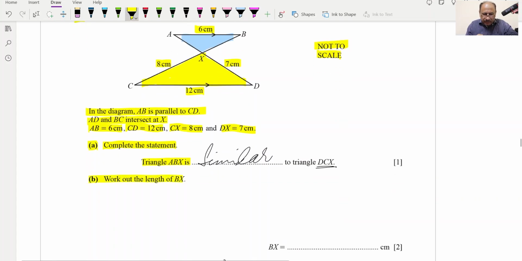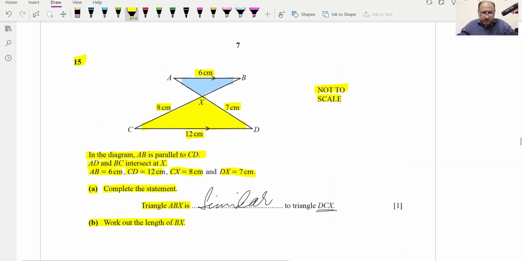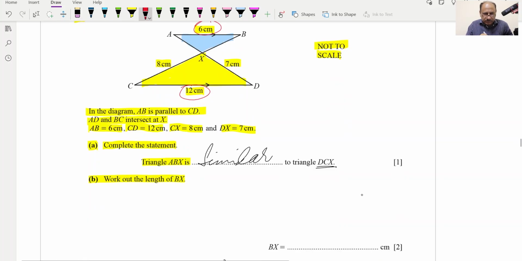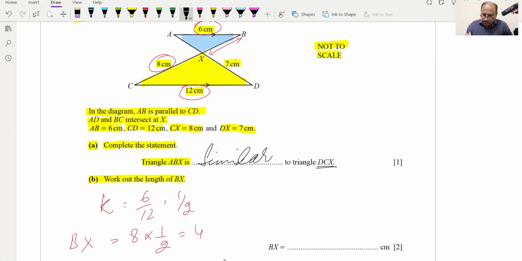Then B part, work out the length of BX. So BX, basically this side, we need to find. What we can do is find the similarity ratio between 12 and 6. So the k value will be equal to 6 over 12, which is equal to 1 by 2. So we will multiply this also to get the required side. So 8 multiplied by 1 by 2 will be BX. We can write BX is equal to 4. So our answer will be 4 centimeter for 2 marks. This is also an easy question.